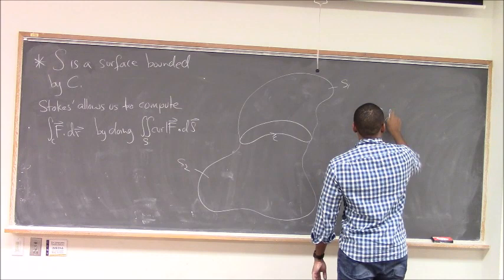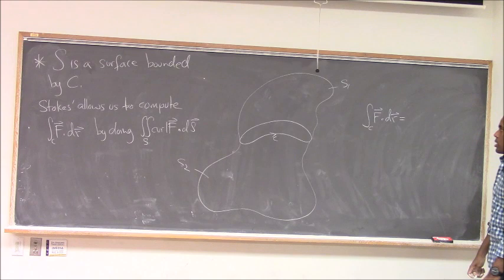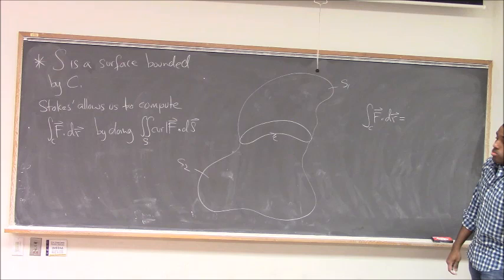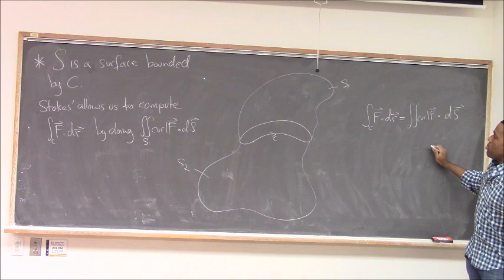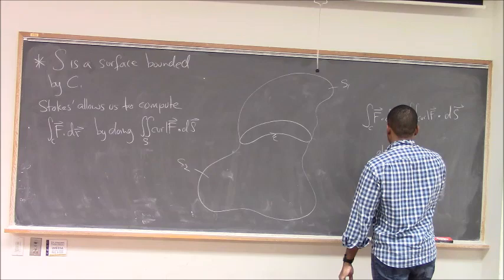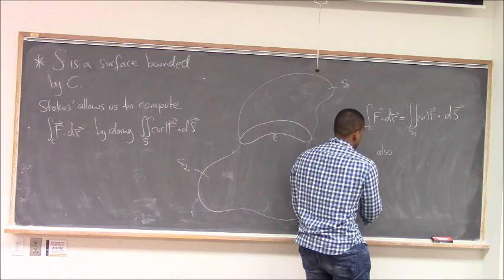Now, if I want to compute the work around that curve, let's say with respect to S1, what would I do? You would do the curl of F, find the normal vector, and compute this with respect to S1. And that would work by Stokes' theorem, assuming this is piecewise smooth and all that. But also, I could look at that same curve, but instead choose S2.